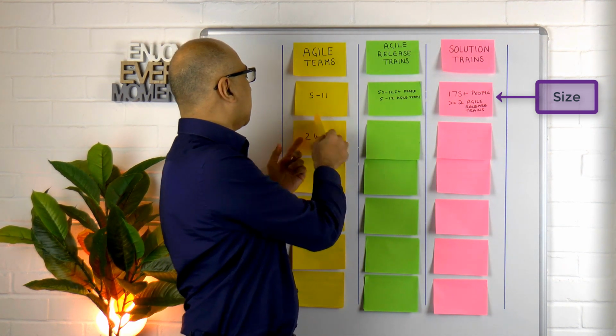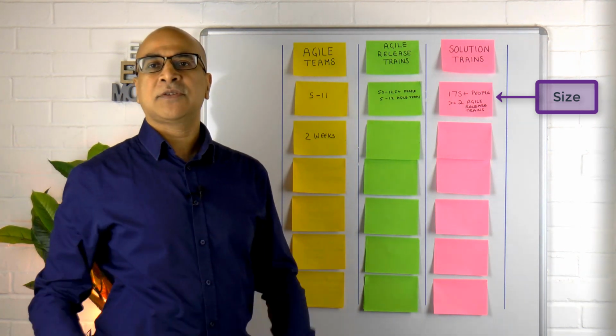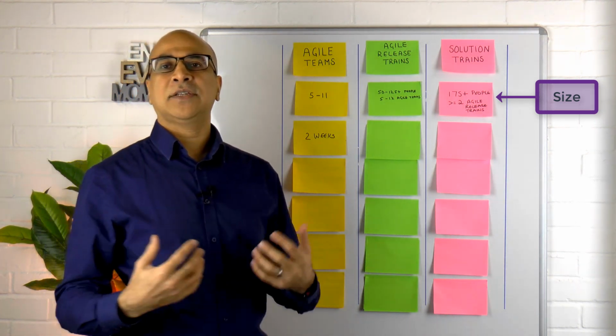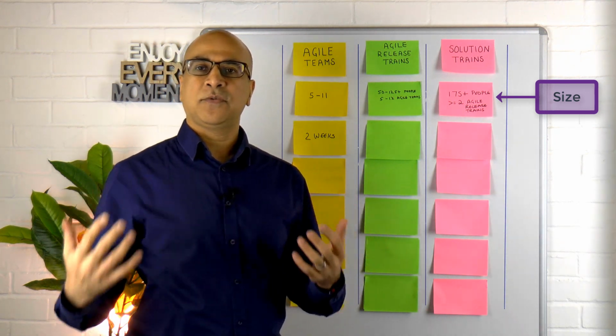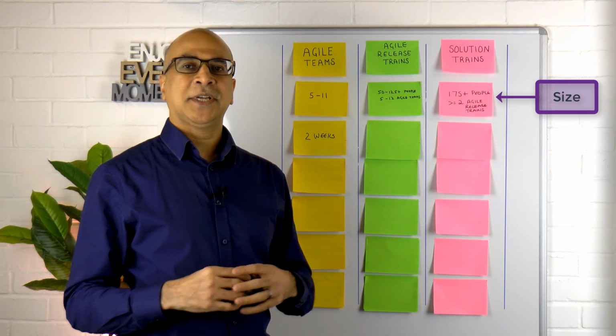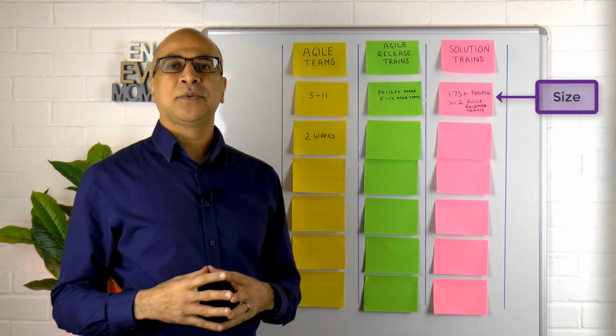Okay, well, how long is an iteration inside an Agile team? Which is 2 weeks. In Scrum, it's typically between 1 to 4 weeks. But in Scaled Agile, we say we default to 2 weeks.